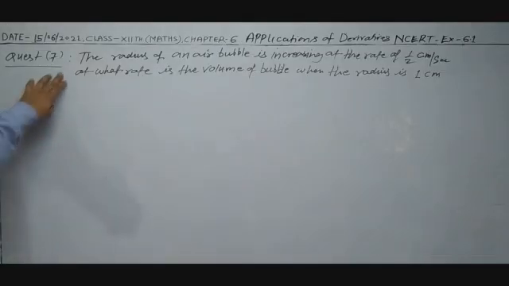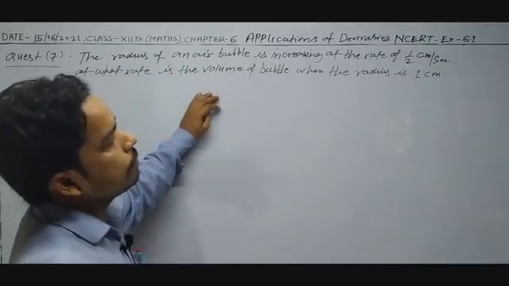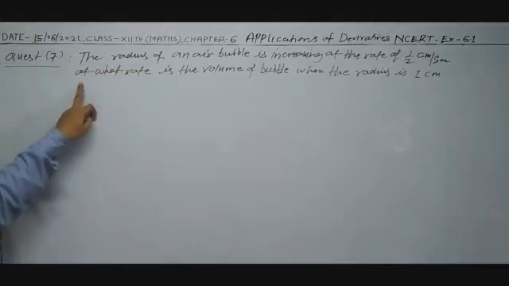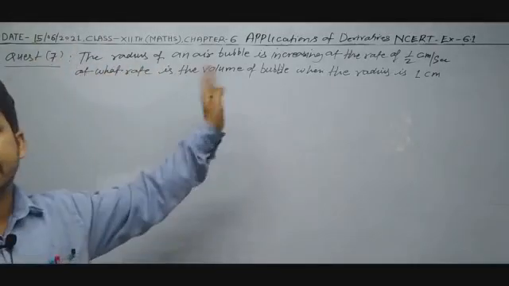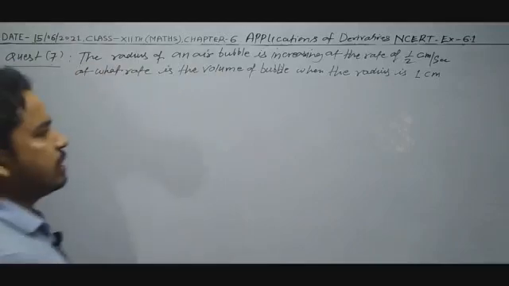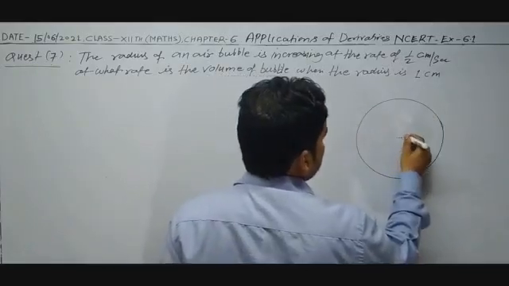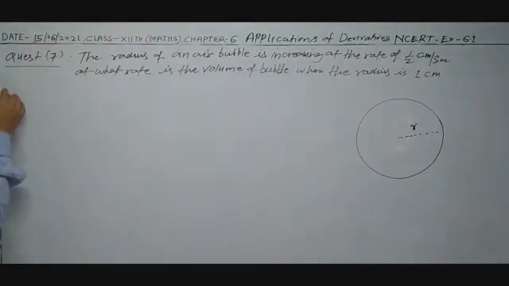Now see question number 7. The radius of an air bubble is increasing at the rate of 1 by 2 centimeter per second. Rate is increasing, so it will be positive. At what rate is the volume of bubble increasing? Means we have to find out dV by dt, rate of volume, when radius is 1 centimeter. Let us consider a bubble of radius r. This is a bubble of radius r. So see the solution.